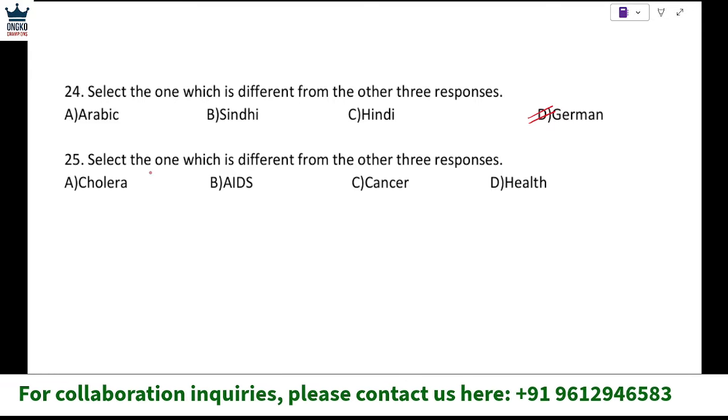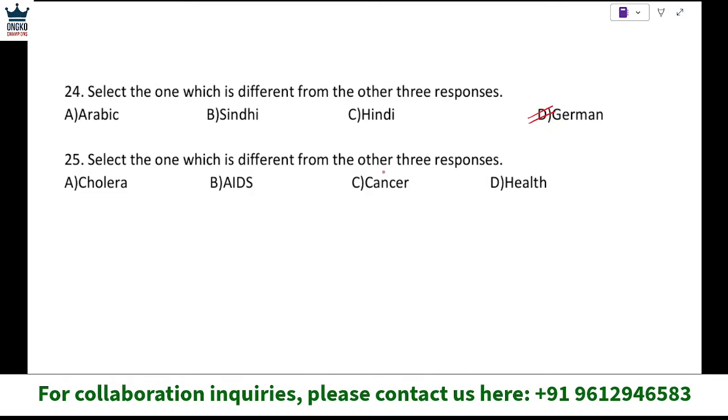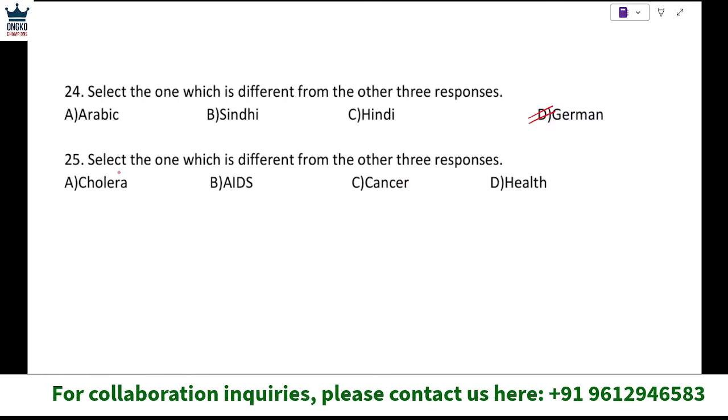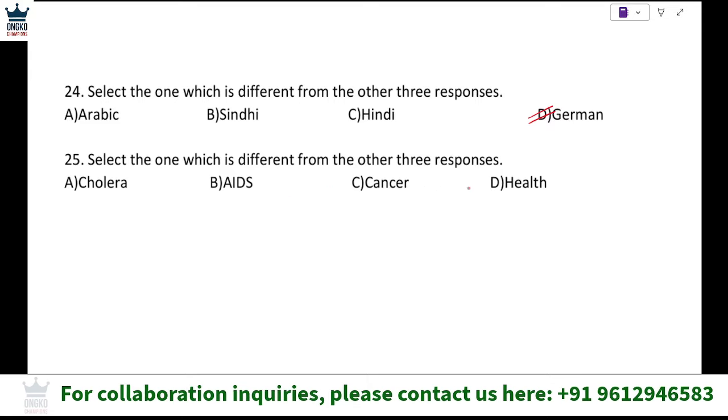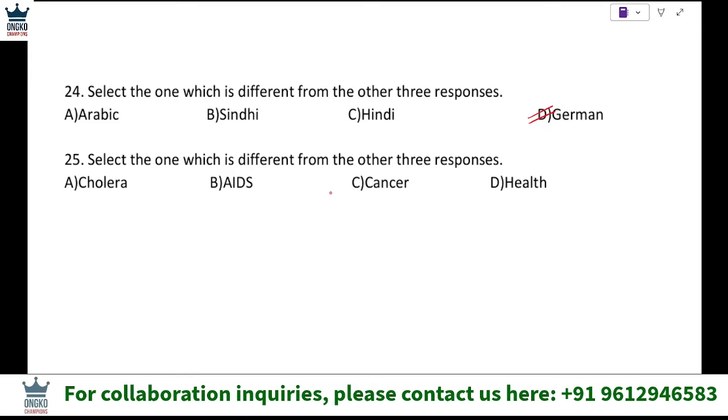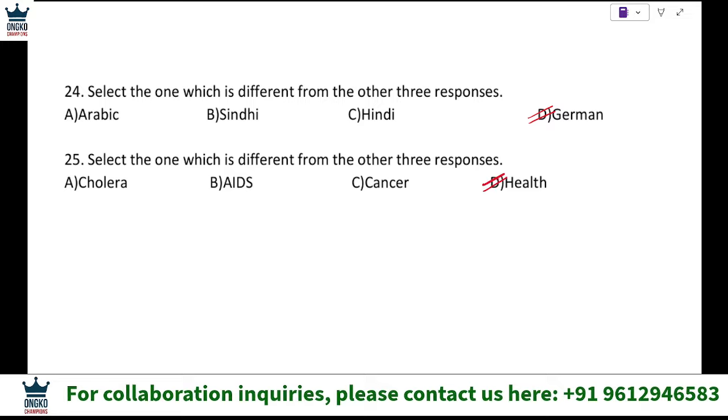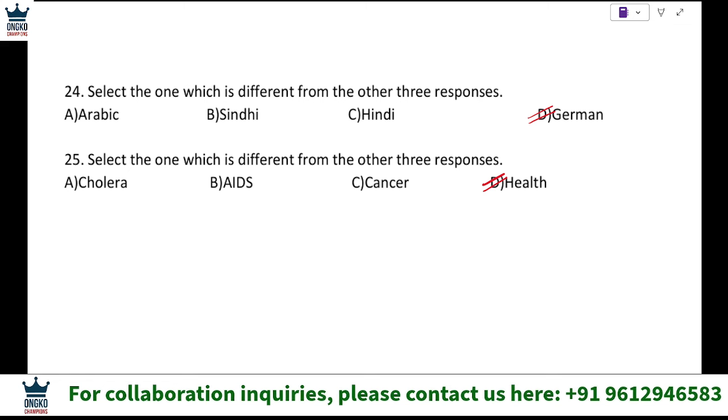Select the one which is different from the other three responses. So gonorrhea, AIDS, cancer, health. So these A, B, C together are regarding disease or no? So health is the answer. Alright. Okay. Next one.